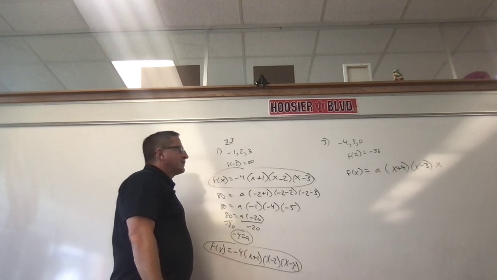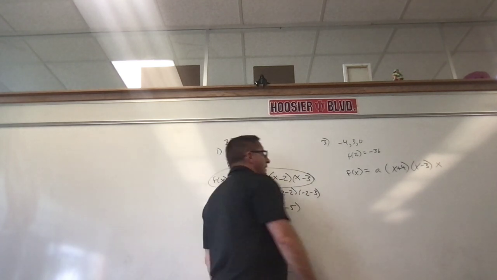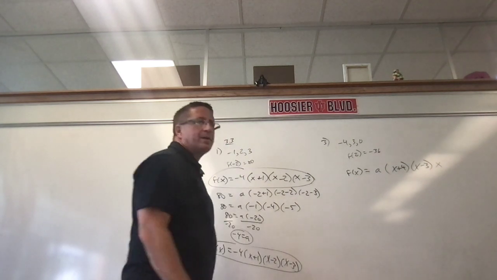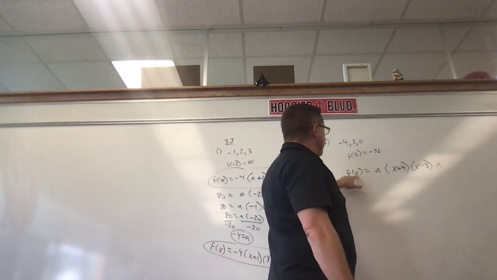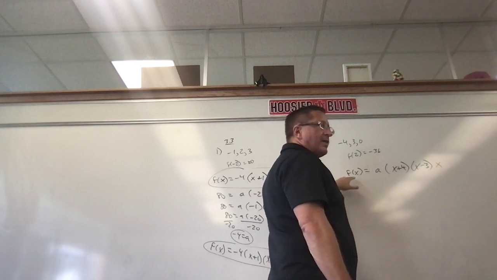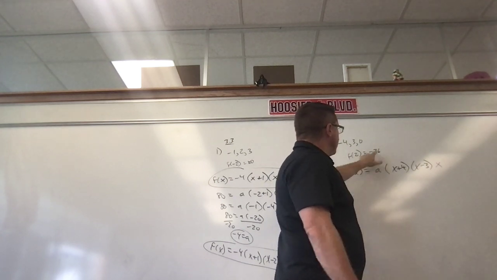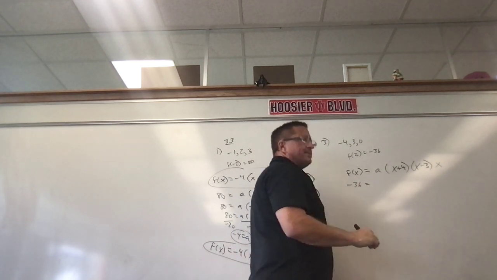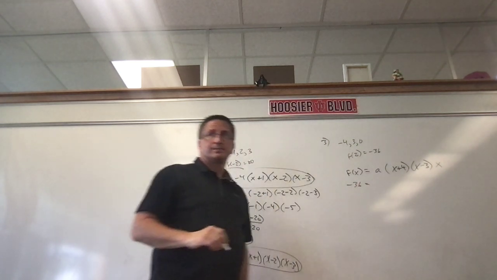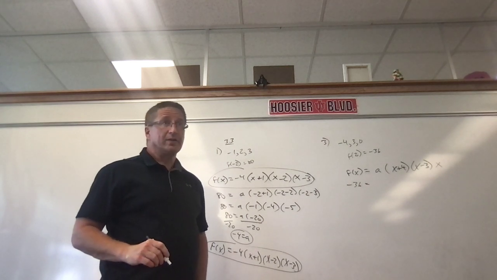Okay, we got to find out what a is. So we're going to plug in. Last time we plugged in -2. What are we going to plug in this time? Positive. Plug in +2 for all the x's. If I plug in +2 right here, we have f of 2. And what is f of 2? -36. What do I plug in for a? Sort of a trick question. Nothing. That's what we're trying to find out.